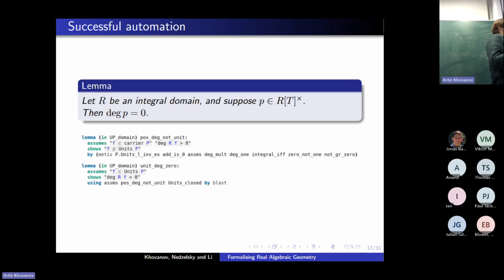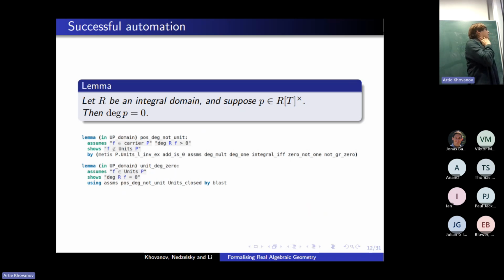So one of them has to be 0. Well, both non-negative, so one of them has to be 0. Well, so they both have to be 0 even. So in particular, the degree of p or f or whatever is 0. So I just put this in and it found all of the relevant lemmas and it strung them together into a proof, which was quite nice. This was one of the more impressive things it did.